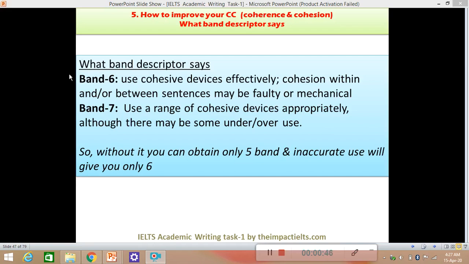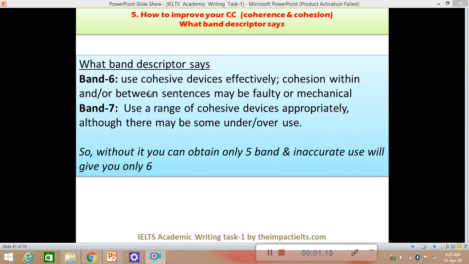So let's first try to understand what band descriptors say, like how do you get the band in IELTS. In this particular segment, I'm just talking about this particular segment because you must be aware that the scores are given in all 4 formats. So you will get 25% scoring in each, including coherence and cohesion, 25% for grammar, 25% for vocabulary, and 25% for the task part, right?